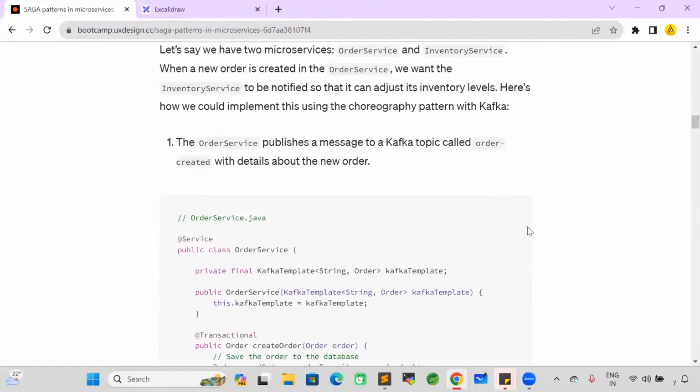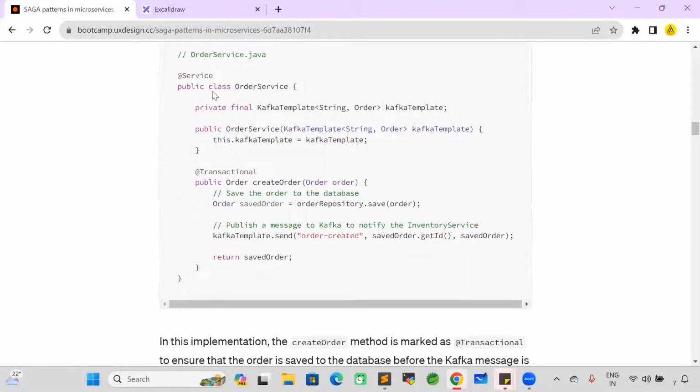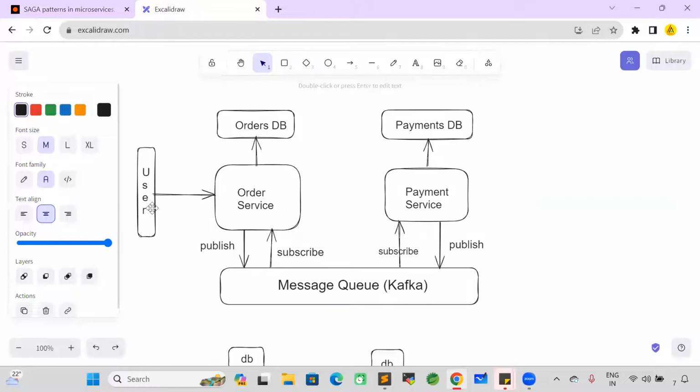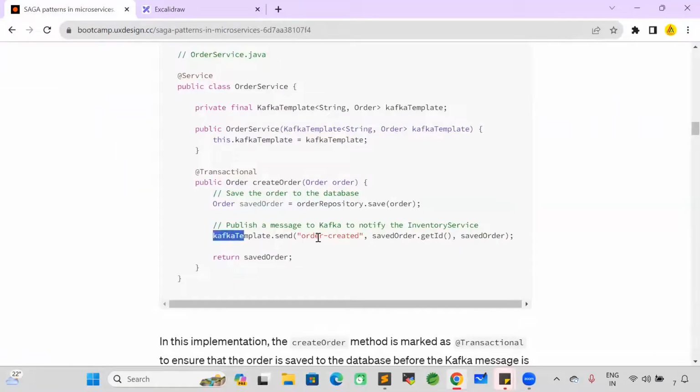Choreography pattern. Order service is available. Whenever the order is coming, the order will be saved in the database and it will publish a message to the Kafka topic. We have already learned Apache Kafka, how to publish a message to a Kafka topic. Whenever the user places an order, the order service will save the order in the order database. After saving the order, it will publish one message to the Kafka topic: Kafka.send order is created with the order ID.